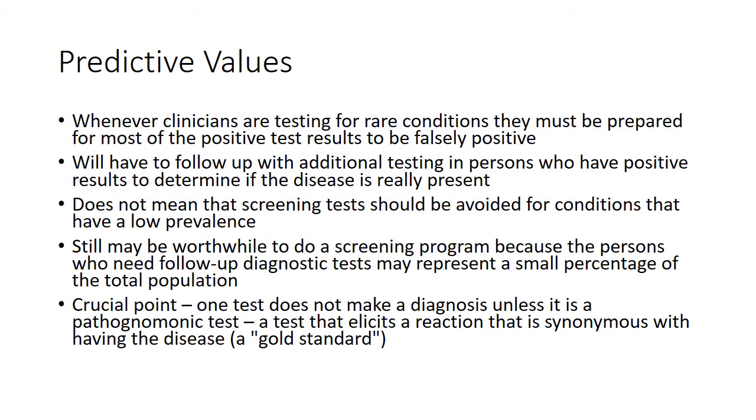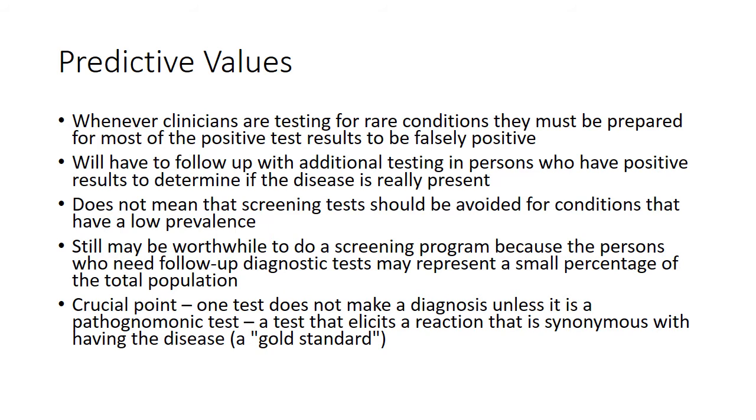So whenever clinicians are testing for these kinds of rare conditions, you have to be prepared that some of the positive test results are going to be falsely positive. And this is why it's always important that we don't make diagnoses based on one single positive test result, but either repeat values, or do multiple tests that can help us to correctly rule things in or out when trying to make our diagnosis.